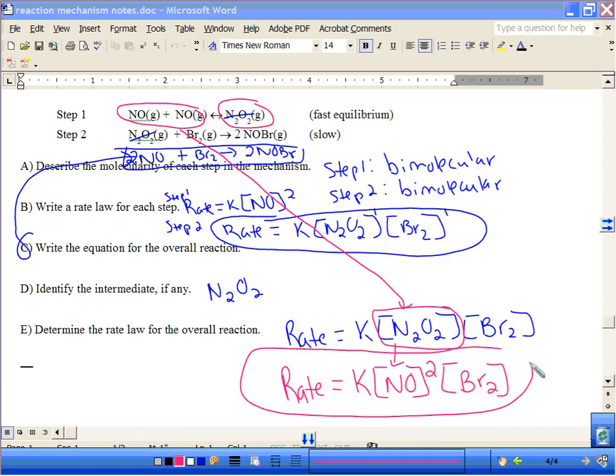And you do that anytime it's an intermediate that shows up in the overall. So if an intermediate is in the slow step, when you go to write it for the final, you cannot leave it as the intermediate. So that's the correct answer for this one. It cannot be the overall. And that was pretty much the lesson that you missed.